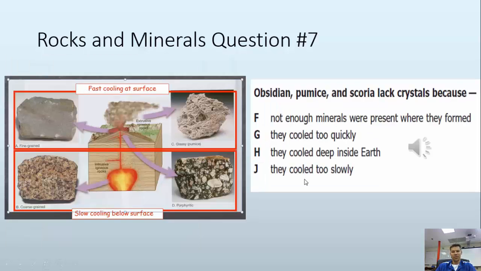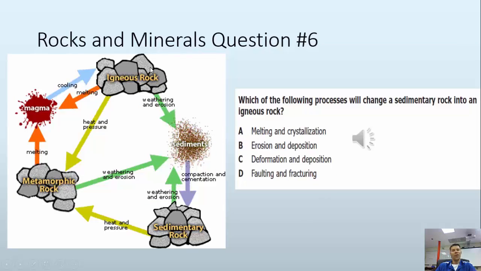Okay, the rock cycle. The rock cycle is the process of changing one type of rock into another type of rock into another type of rock, and eventually it melts back into magma, and the whole cycle goes again and again. So this question is, which of the following processes will change a sedimentary rock into an igneous rock? Well, it honestly doesn't matter which type of rock we're talking about here, sedimentary or metamorphic rock. The only way we can get an igneous rock is the cooling of lava or magma.